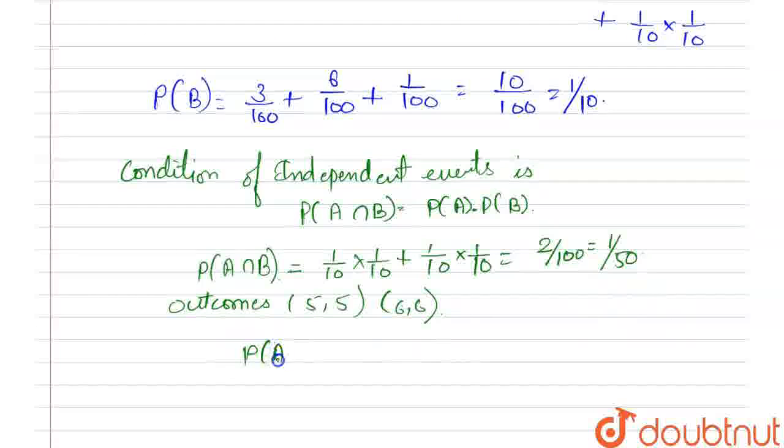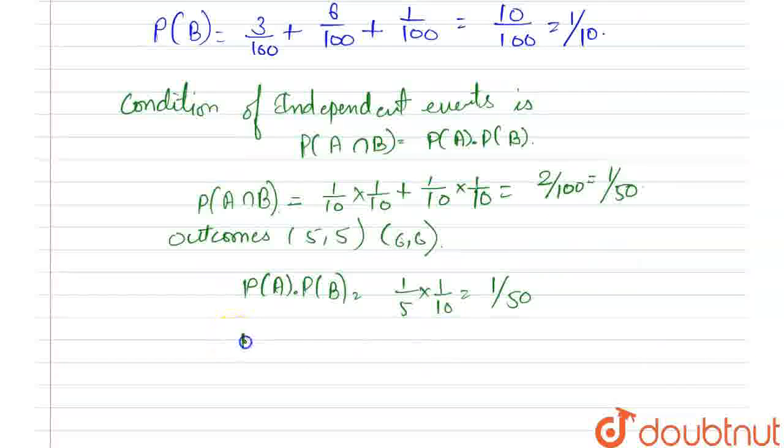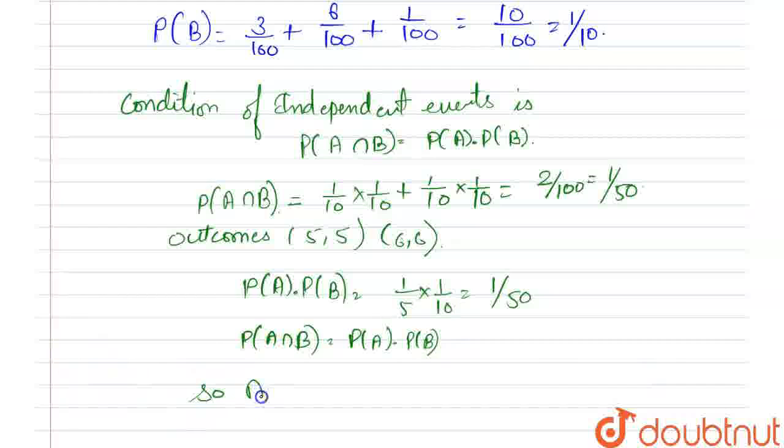And now we have to find P(A) into P(B). Our P(A) equals 1 by 5 and P(B) equals 1 by 10. So probability of A intersection B equals P(A) into P(B). It means A and B are independent events.